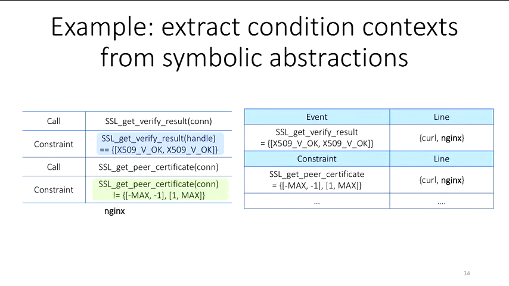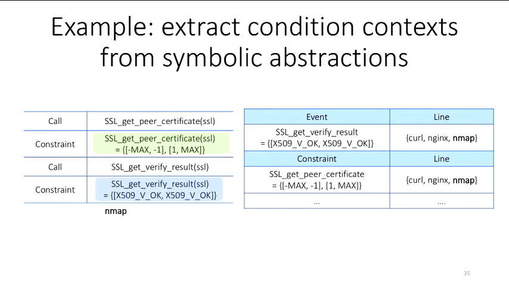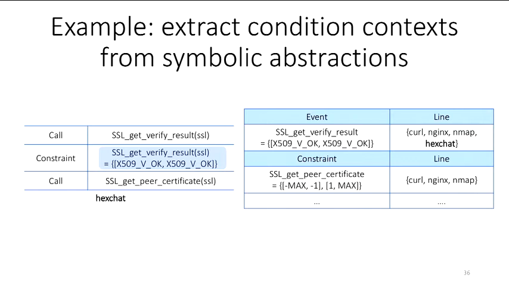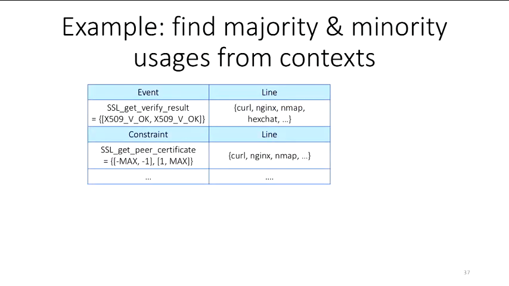And in Nginx, it also has the same event, SSL get verify result is OK, and the same constraint, SSL get peer certificate is not null. And similarly, in mmap, it also has the same event and the same constraint. But in Hackchat, it contains the same event, SSL get verify result is OK, but there is no constraint, so it is not added in a constraint row. By repeating this procedure, we can collect all constraints along with event.